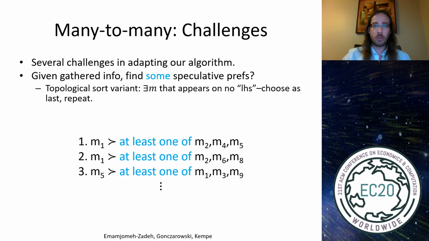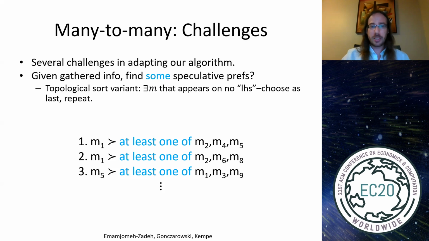Turns out you can still run a variant of topological sort that we introduce. If you think about it, there must be at least one man that does not appear on the left-hand side of any of these constraints, because appearing on the left-hand side means that you're preferred to someone, and there is a man who's not preferred to anyone. Choose such a man as the last person in the speculative preferences, and repeat. That's efficient. We can find an order that's consistent with all these preferences.